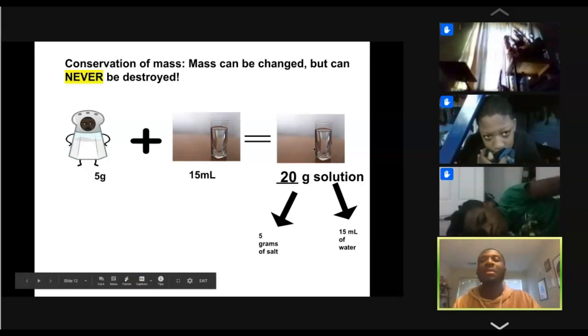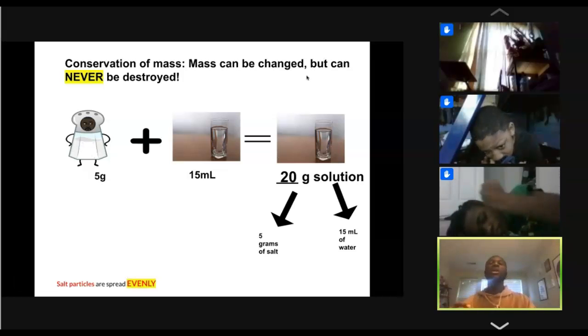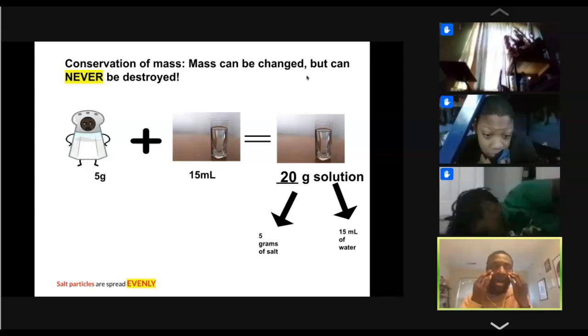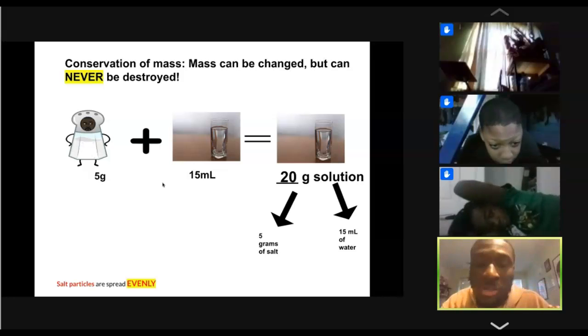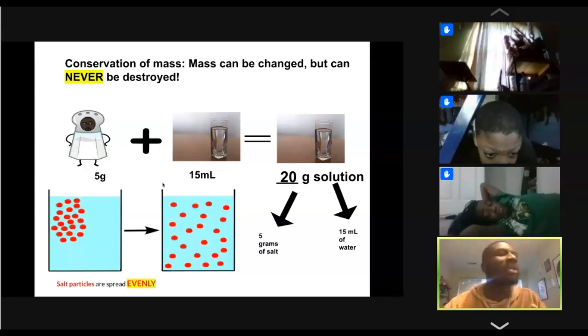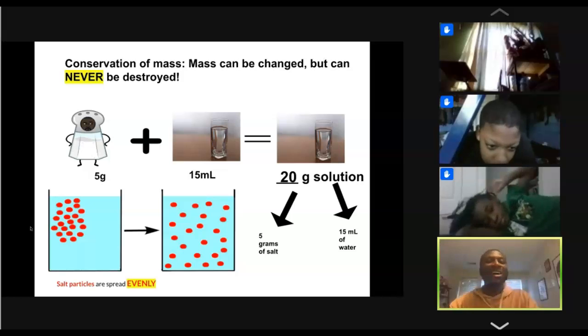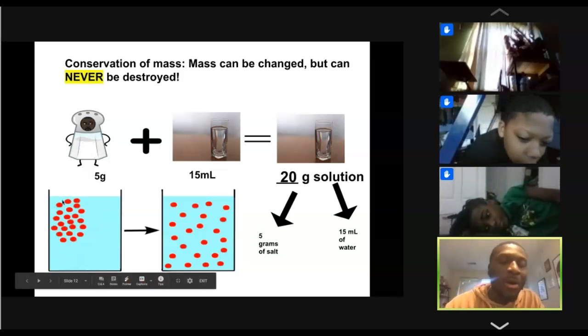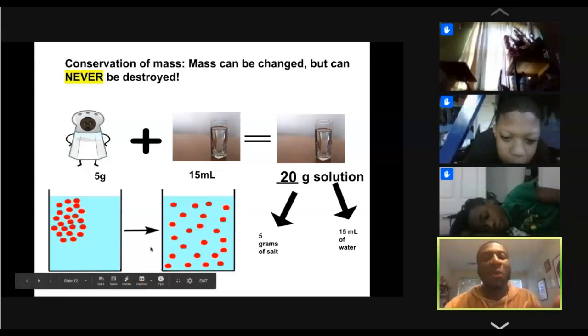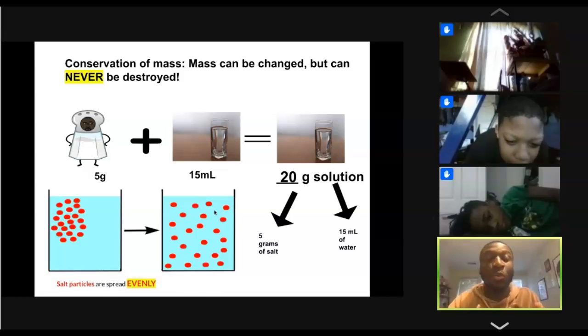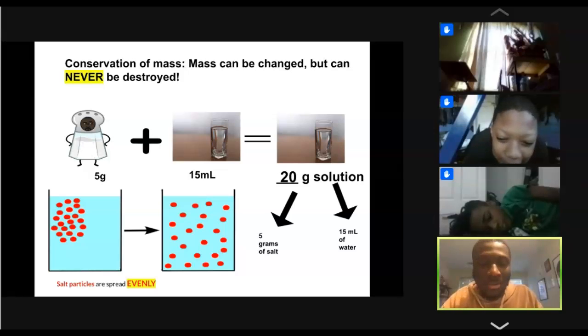We have 20 grams of solution. So now we see what it looks like from our own eyes. Let's see what it looks like under a microscope. If I drop my salt in here, look how it's all clumped up. One of the things I want us to pull out of this is that my salt spreads through my solvent, the water, evenly.